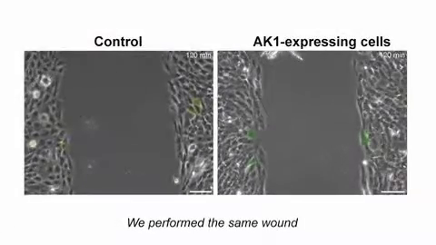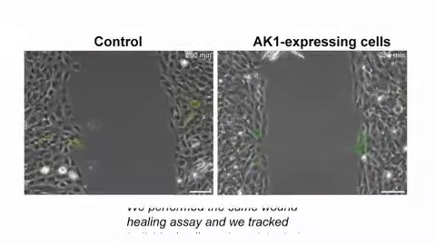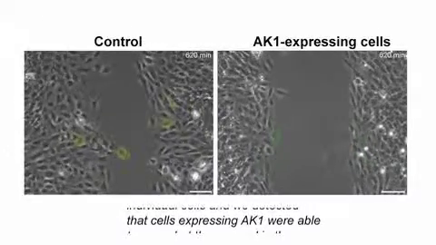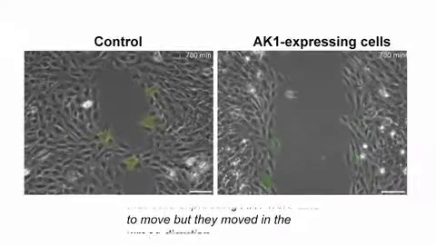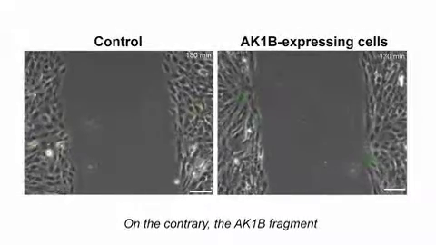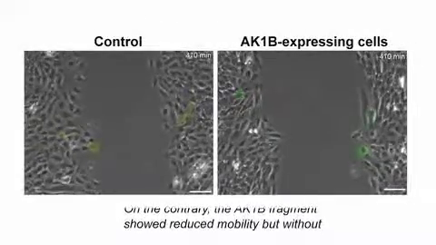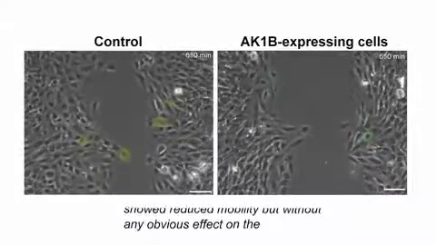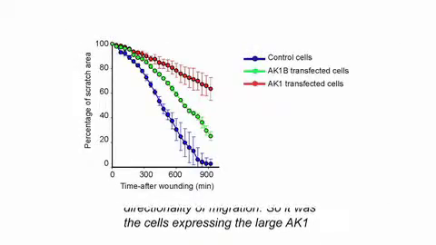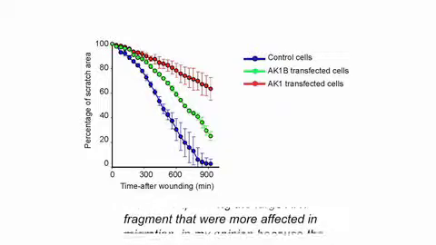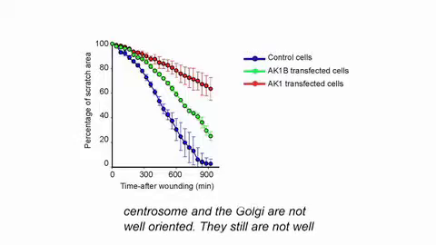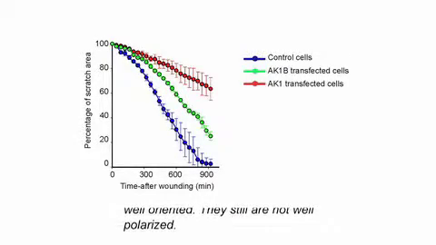We performed the same wound healing assay and we tracked individual cells and we detected that cells expressing AK1 were able to move, but they moved in the wrong direction. On the contrary, the AK1b fragment showed reduced mobility, but without any obvious effect on the directionality of migration. So the cells expressing the large AK1 fragment were more effective in migration, in my opinion, because the centrosome and the Golgi are not well oriented. The cells are not well polarized.